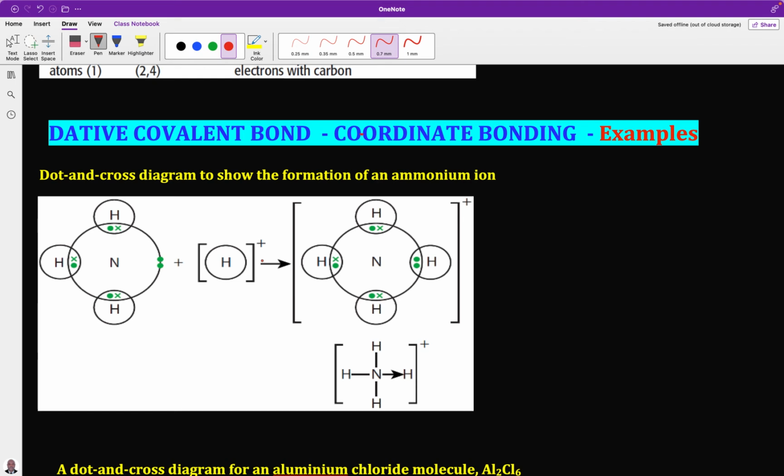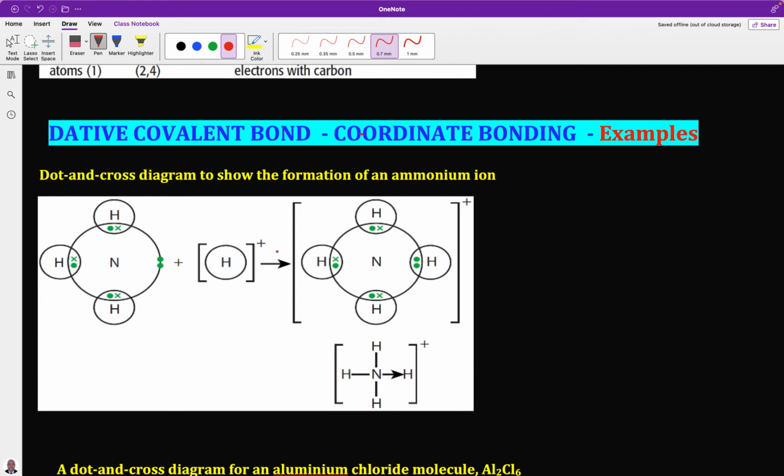And during this bonding, there is an arrow showing the direction of the movement of the lone pair of electrons. For example, nitrogen has a lone pair of electrons. That's one condition: the atom must have a lone pair of electrons on its outermost shell. Secondly, there is an arrow to show the direction of the movement of the electron. So there must be an arrow to show that this electron is being donated to hydrogen.